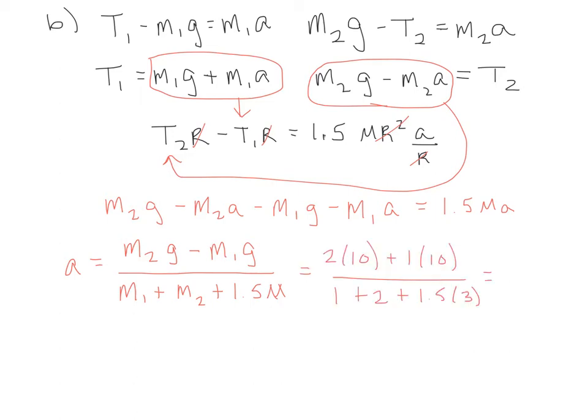So I get 2 times 10 plus 1 times 10, nope, that should be minus. Alright, 2 times 10 minus 1 times 10 over 1 plus 2 plus 1.5 times 3, and that will come out to 1.33 meters per second squared.